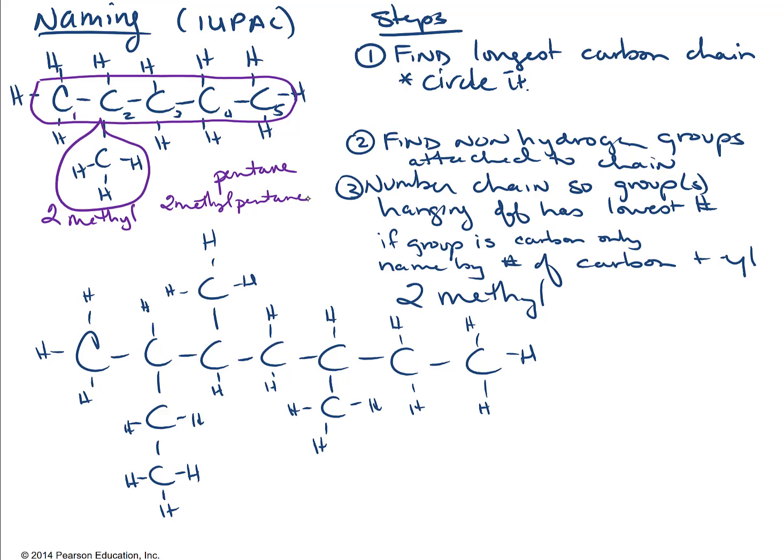Okay, so looking at this one underneath. I have 1, 2, 3, 4, 5, 6, 7, 8, 9, 10, 11. There are 11 carbons in this molecule. But what's the longest carbon chain? I see bigger than that. How long is the longest carbon chain? How many carbons?